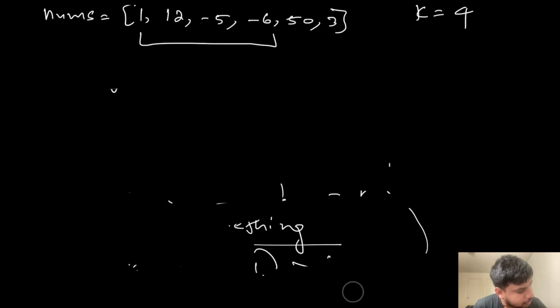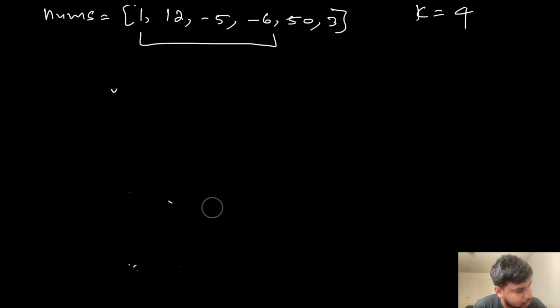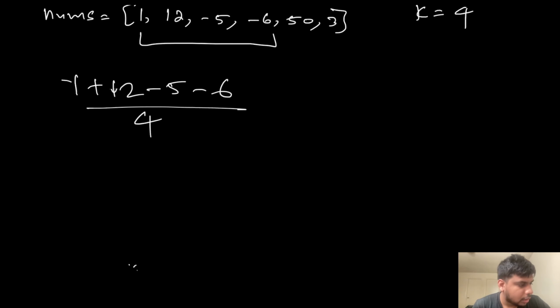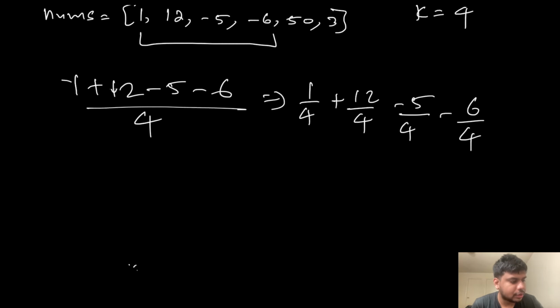Okay, let me erase this, and then let's look into this. So how do you find the average of this array? As I mentioned, it will be 1 plus 12 minus 5 minus 6, divided by 4. And you can also think of this as 1/4 plus 12/4 minus 5/4 minus 6/4. This is just basic arithmetic, just splitting up the fraction. And here you can assume if this is the window, your L will be at the beginning and R will be at the end. So essentially L will be pointing here, R will be pointing here.